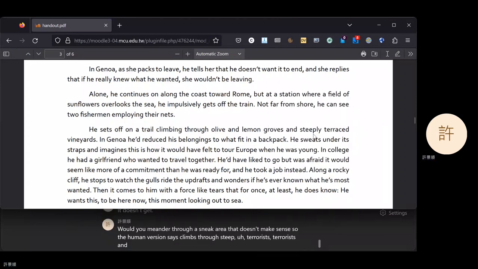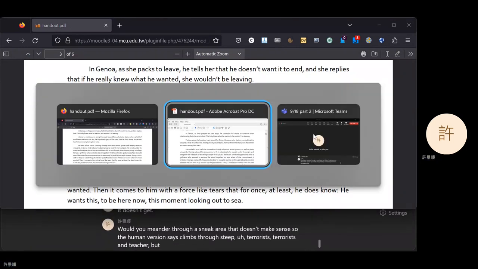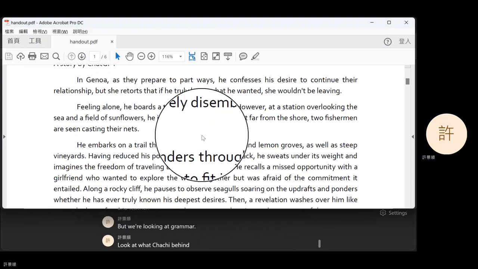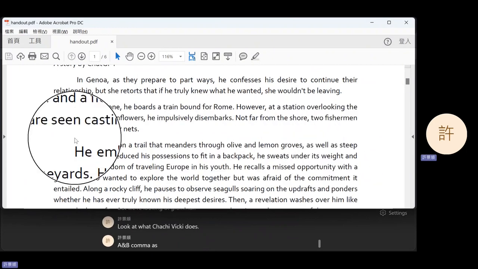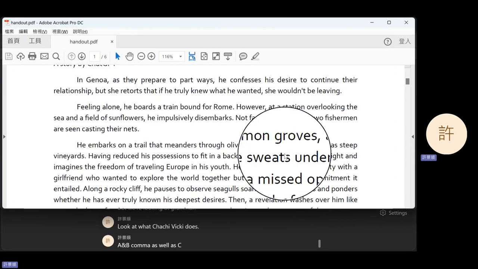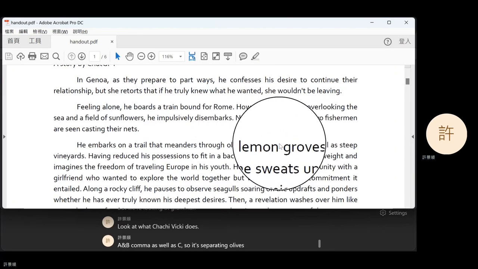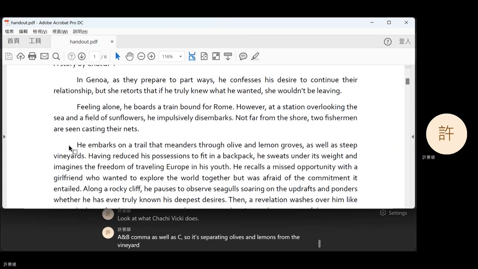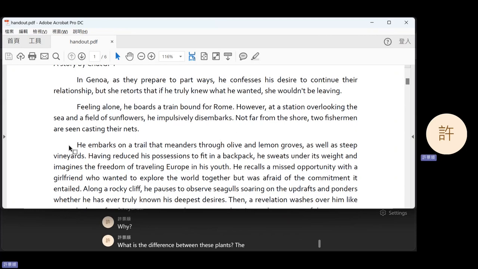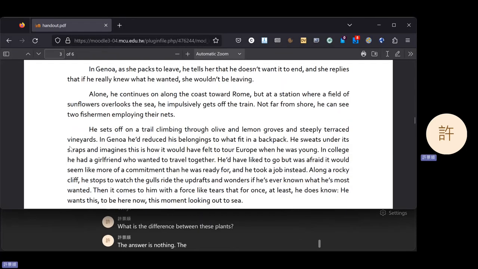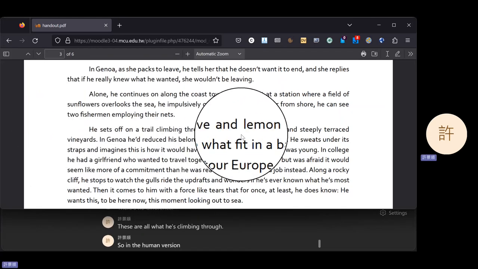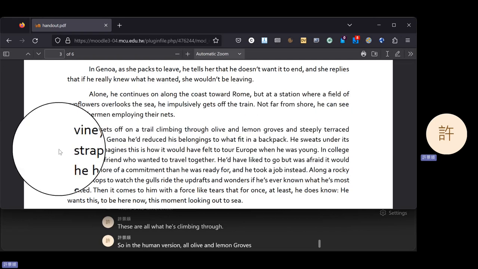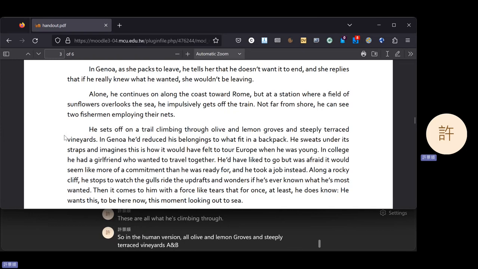terraces, in TTM. But we're looking at grammar. Look at what ChatGPT does. A and B, comma, as well as C. So it's separating olives and lemons from the vineyards. Why? What is the difference between these plants? The answer is nothing. There's no difference. These are all what he's climbing through. So in the human version, olive and lemon groves and steeply terraced vineyards, A and B and C.